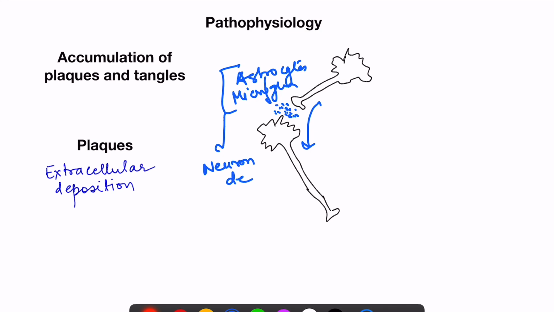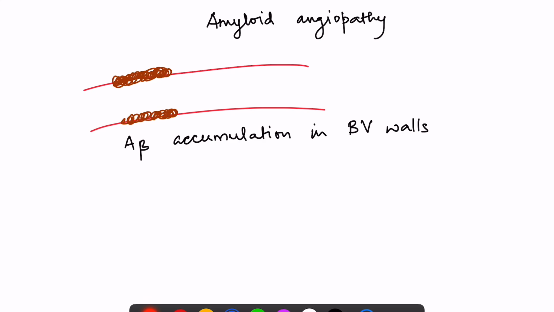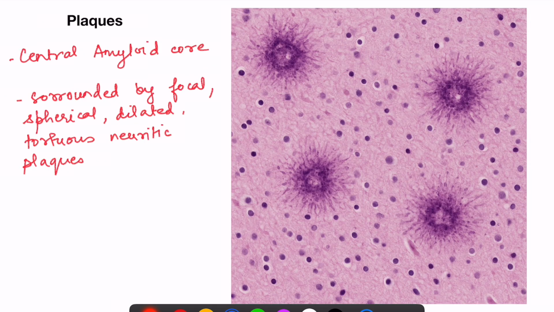Okay. So we see that deposition of these A beta aggregates extracellularly, outside the neuron, leads ultimately to the neuron death. Then these plaques also get deposited in the blood vessel walls, and this is known as amyloid angiopathy. Though it is not characteristic only of Alzheimer's disease, it is also seen in Alzheimer's disease. So this is another pathological feature of Alzheimer's disease.